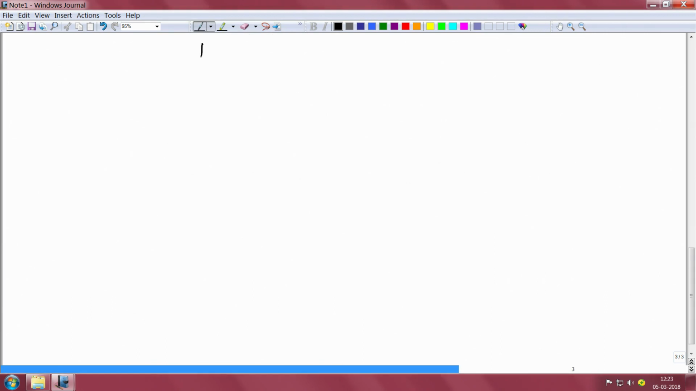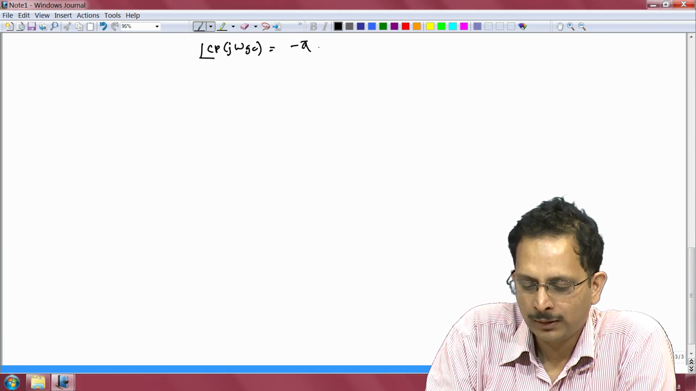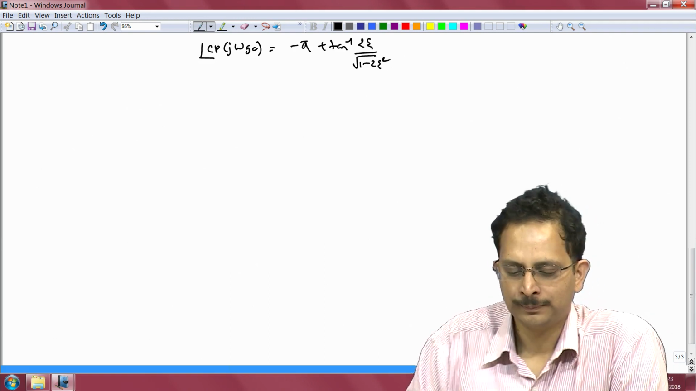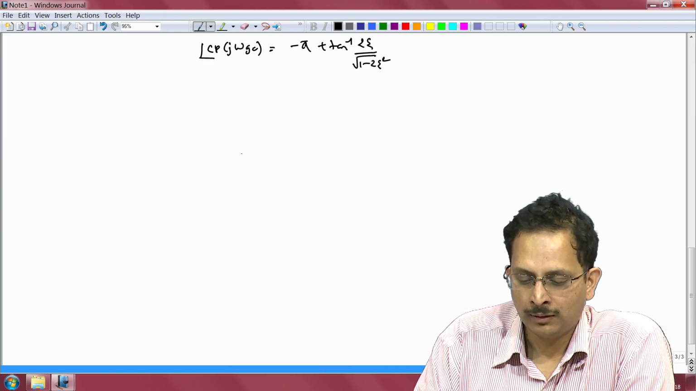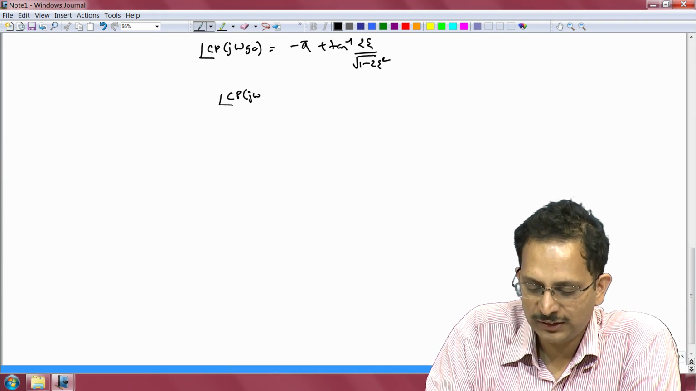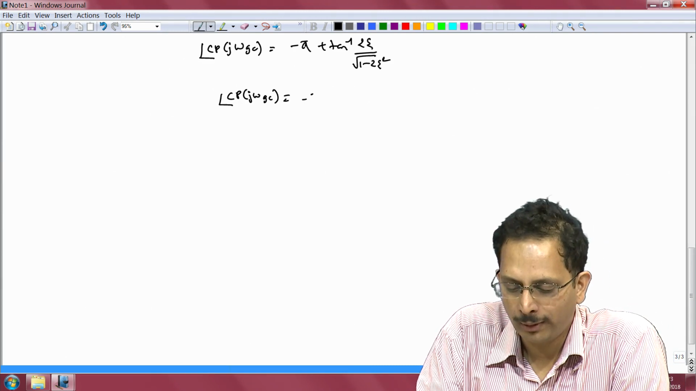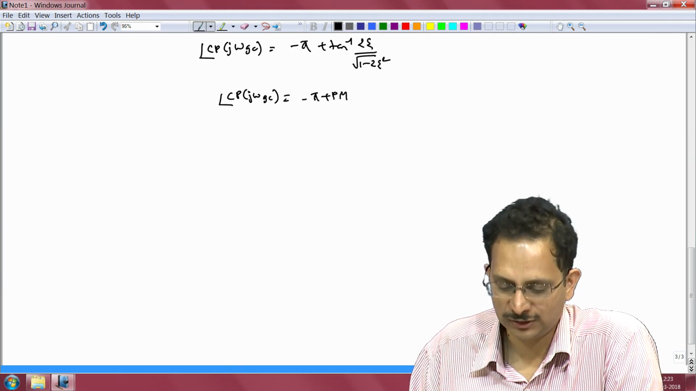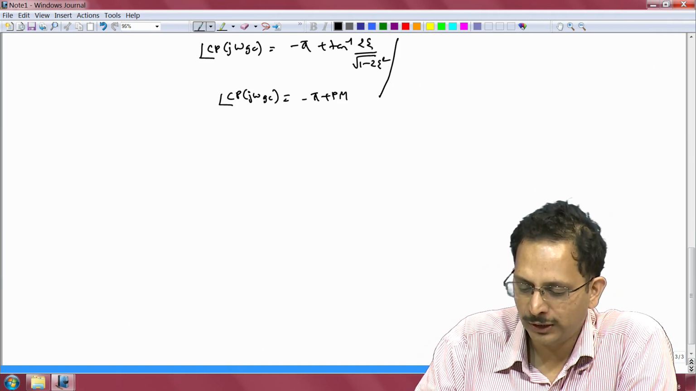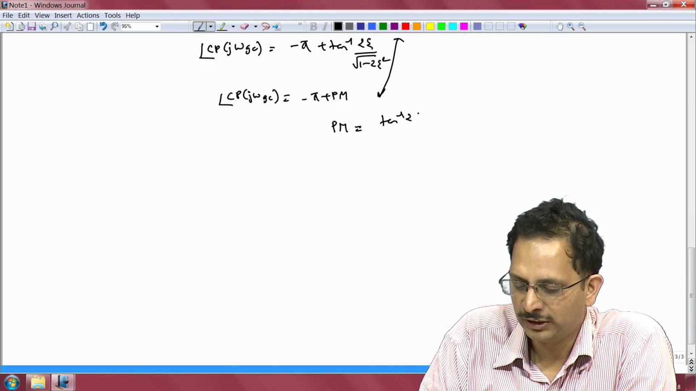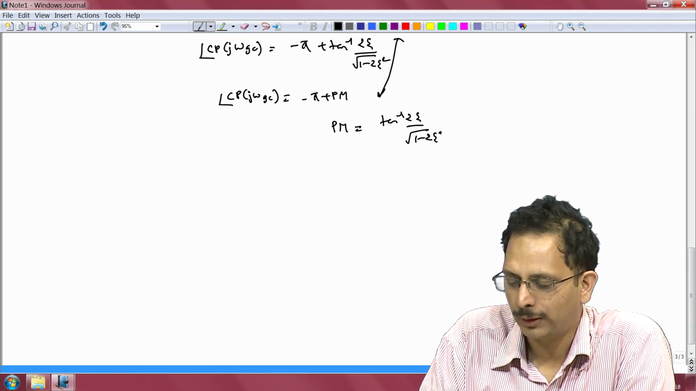From the previous slide we have the angle of C P at the gain crossover frequency equal to minus pi plus tan inverse of 2 zeta by square root of 1 minus 2 zeta square, and by definition of phase margin we know that the angle of C P at j omega gc is equal to minus pi plus Pm, where Pm is the phase margin of our open loop system. So, by comparing these two equations we note that the phase margin is given by tan inverse of 2 zeta by square root of 1 minus 2 zeta square.